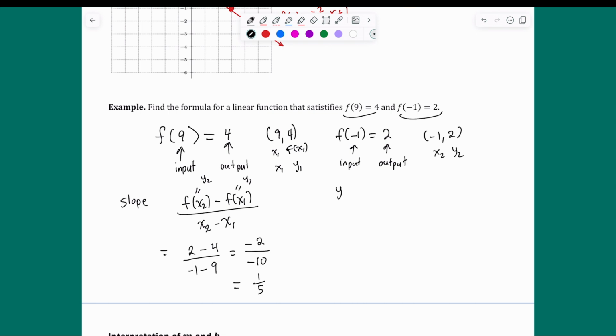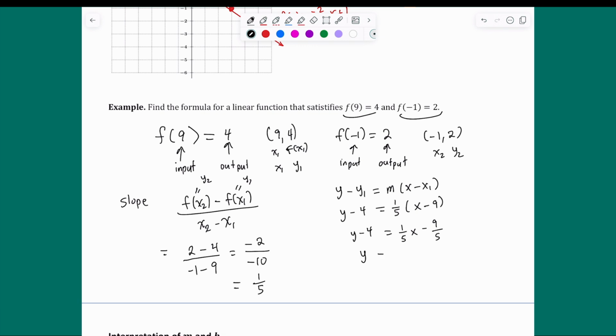Now we could use our y minus y sub 1 equals m times x minus x1. In other words, the point slope form of the line. And we already called y1 what it was. We gave that the value of 4, right, for that point. And then the slope we just calculated to be 1/5. And x minus x1, x1 is 9. Okay, so then now we have y minus 4 equals 1/5 times x minus 9. I'm going to distribute the 1/5, so 1/5 x minus 9 times 1/5 is 9/5.